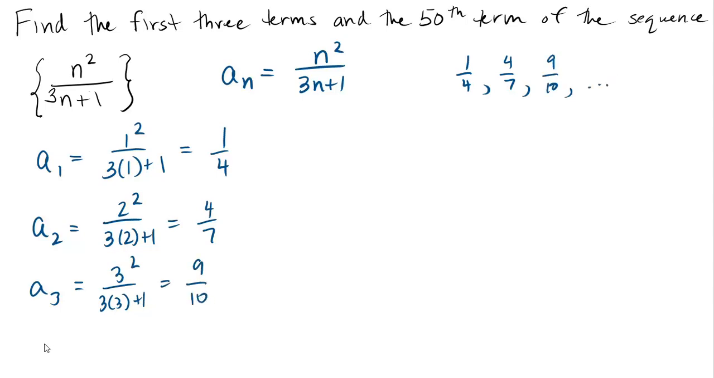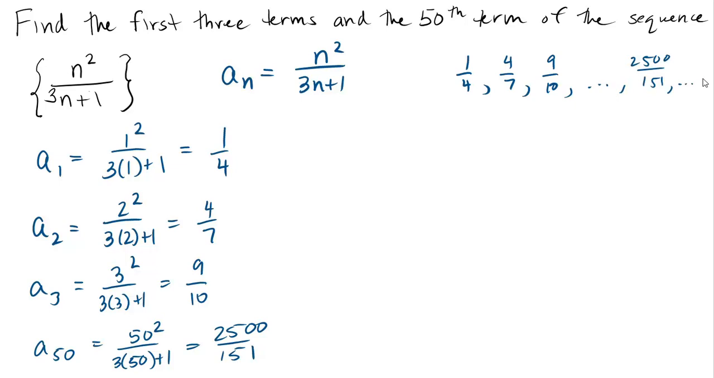And this list continues, and eventually we'd reach the 50th term, which we get by 50 squared over 3 times 50 plus 1, which is 2,500 divided by 151, and then the sequence would continue from there.